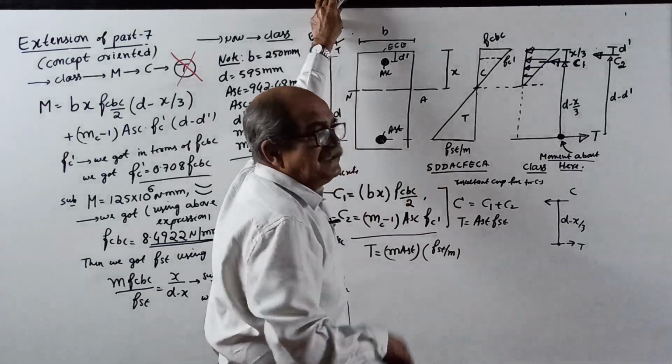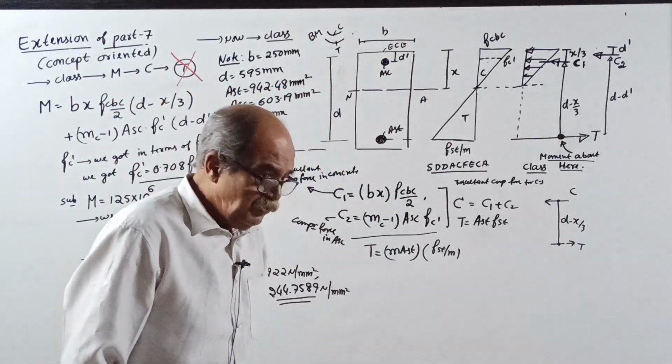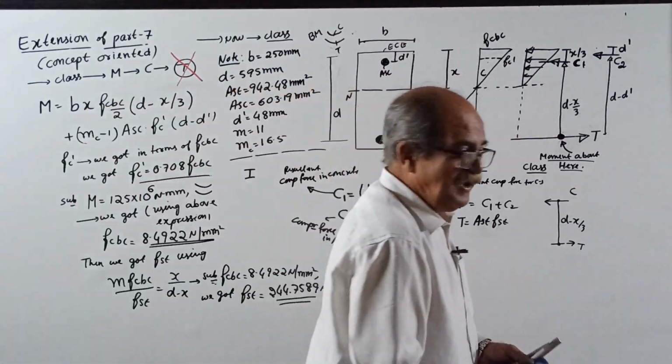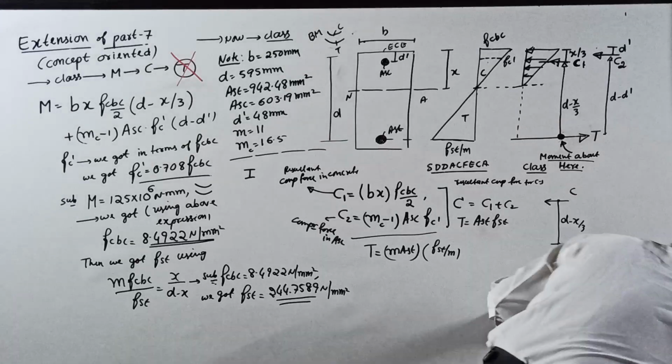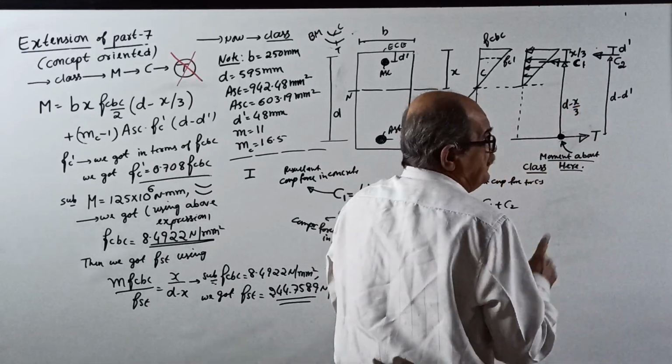But now there is a problem. What is the problem? One minute. I don't know where that rubber is. I don't know where I kept it. Okay, now I got it. But this is for singly.